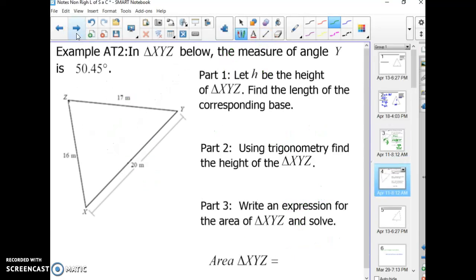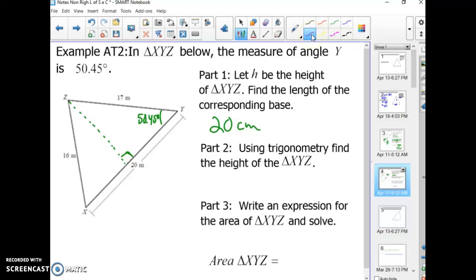Okay, so I need to find a height. I'm given this angle. Angle Y is 50.45 degrees. I have to draw in a height. So I'm going to come over here and draw in a height. Now I've split my triangle up into two right triangles. So for that height, my base is 20.